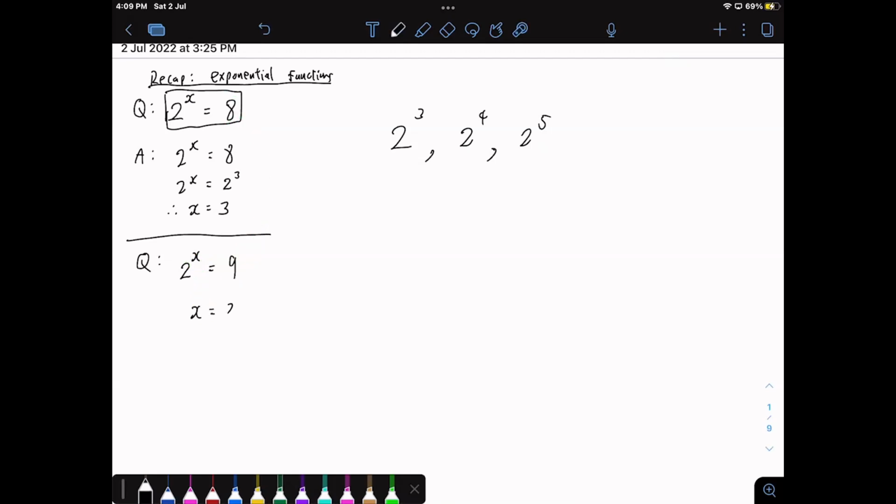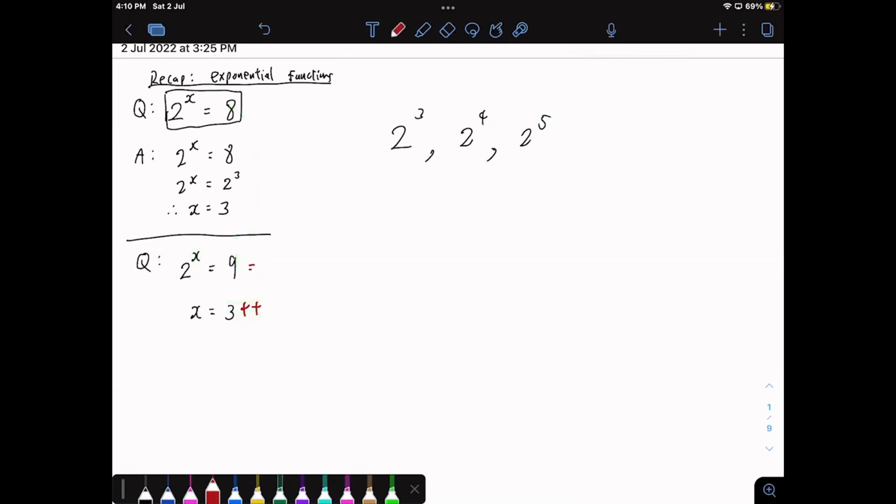No. Would it be bigger than 3 or smaller than 3? I would think bigger than 3. Must be 3 plus something, right? Must be bigger because you're increasing from 8 to 9. As we've established, when you increase the power, the value gets bigger. Now, I'm asking in the reverse direction. If the value gets bigger, what happens to your power? Of course, it will also get bigger. So bigger than 3.